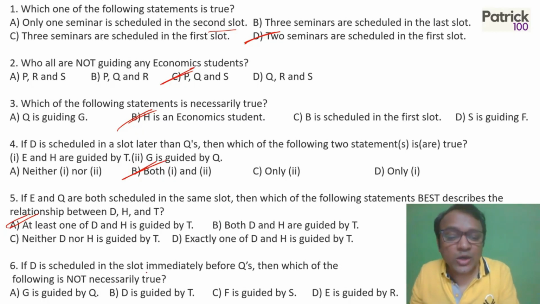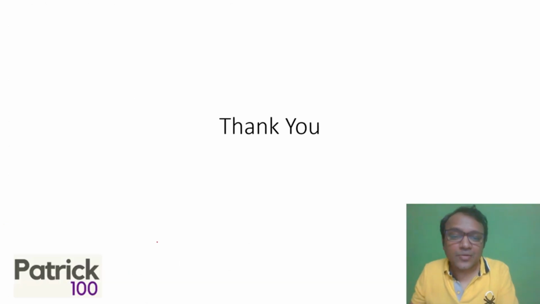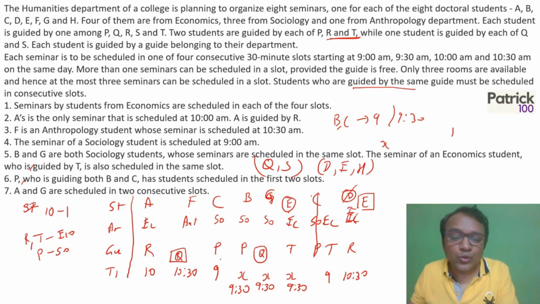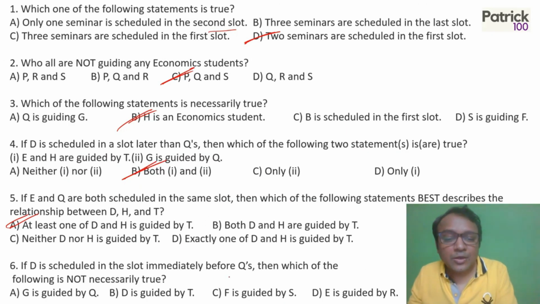If D is scheduled in a slot immediately before Q's, okay, let's start with this. D is scheduled immediately before Q. So immediately before Q is only possible if Q is at 9:30. Let me put a triangle out here. And D is at 9 o'clock, immediately before Q. This is the only possibility. Okay, D is immediately before Q.